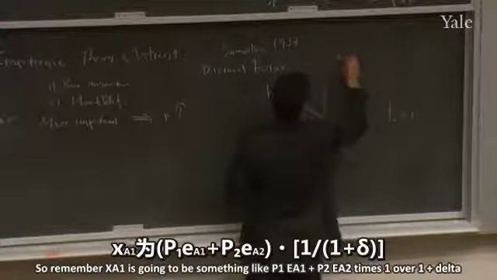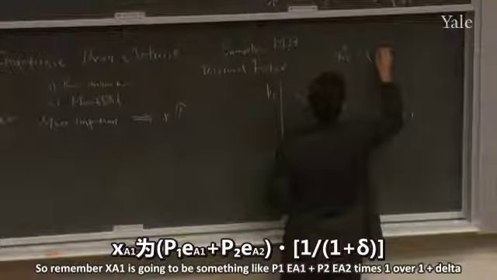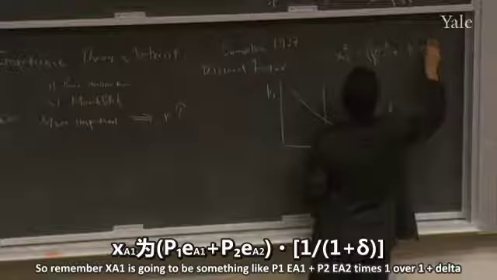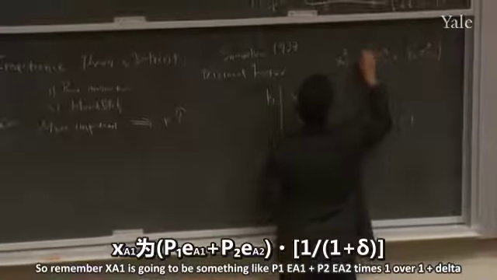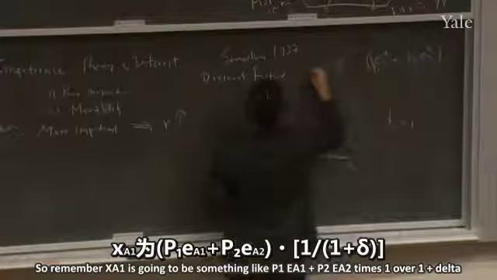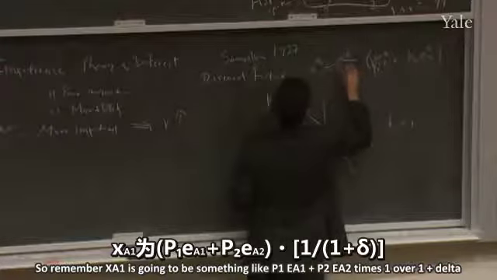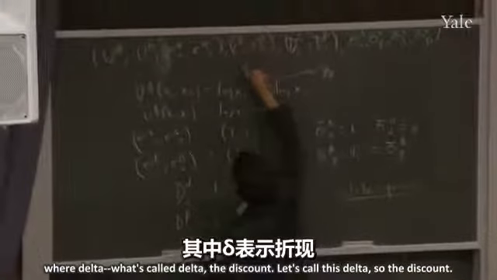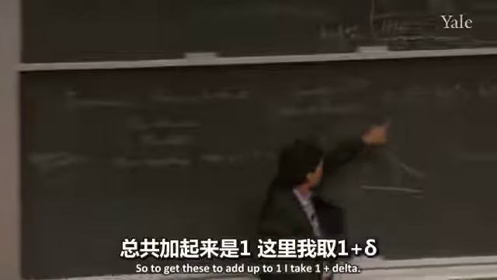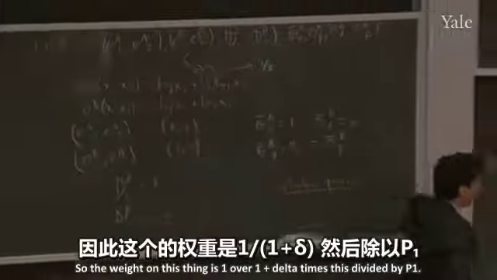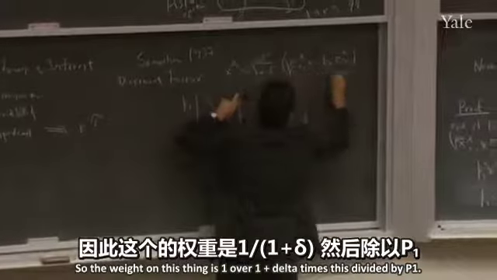So remember, X1,A is going to be something like E_A1 plus P1 E_A1 plus P2 E_A2 times... sorry, let's make this better, X_A1 equals 1 over 1 plus delta, where delta is what's called the discount. Let's call this delta. So the discount, right, to get these to add up to 1, I take 1 plus delta, so the weight on this thing is 1 over 1 plus delta, times this divided by P1.